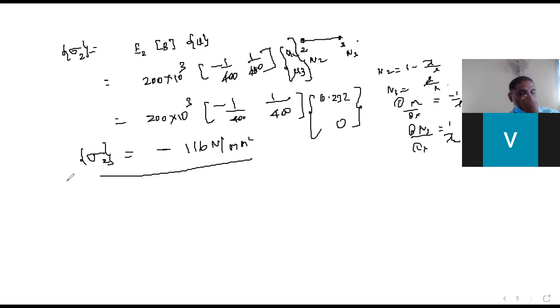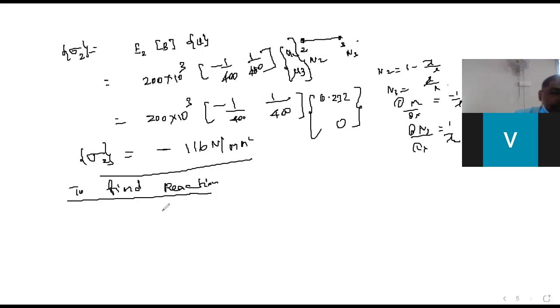Okay, next, to find the reaction. To find reaction, that means what? F1 and F3. Whenever you apply the force at the center, wherever the end is being fixed, the reaction will take place at both the fixed ends. So that's why, how to find the reaction at both the ends? So let us calculate. Okay. So we know the unknown values are F1, F2 is equal to 200 into 10 power 3, and we are supposed to find F3 here. F1 and F3 are unknown here.